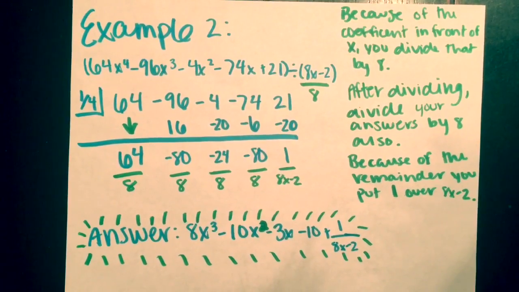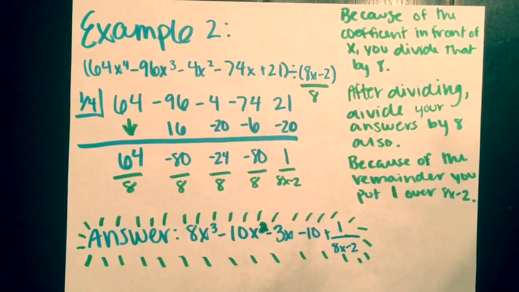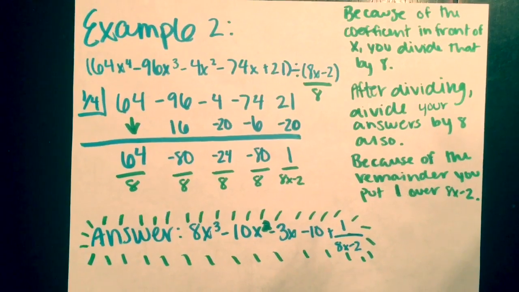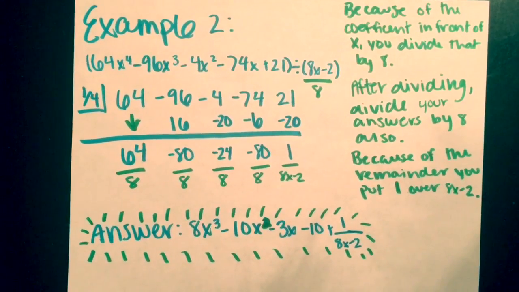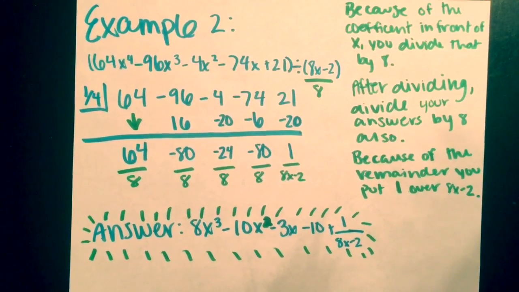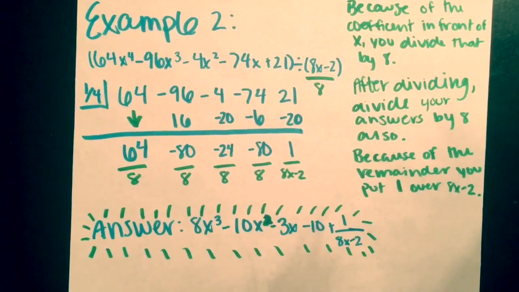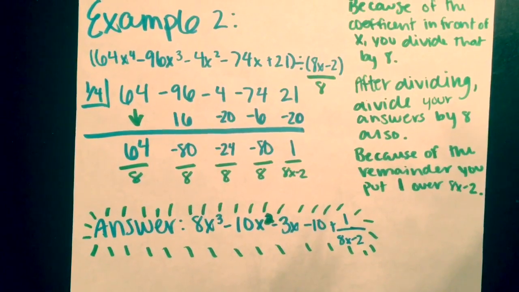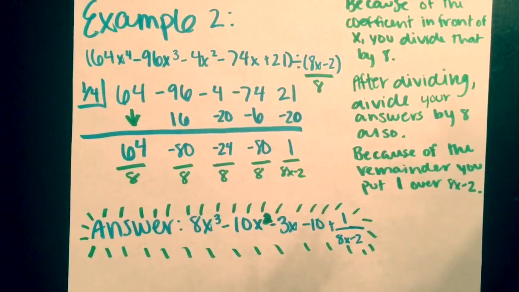After getting those answers, you're going to divide all of them by 8 except for 1 because that is your remainder, and put that 1 over 8x minus 2. So your answer would be 8x cubed minus 10x squared minus 3x minus 10 plus 1 over 8x minus 2.